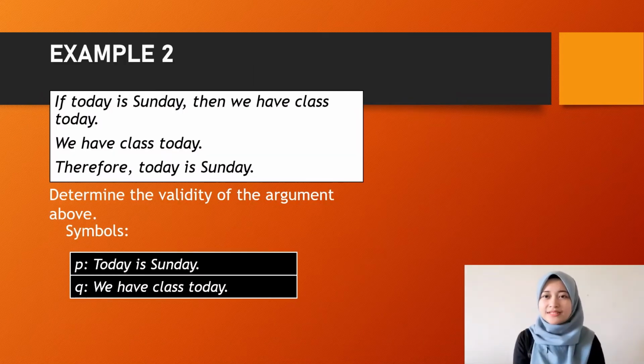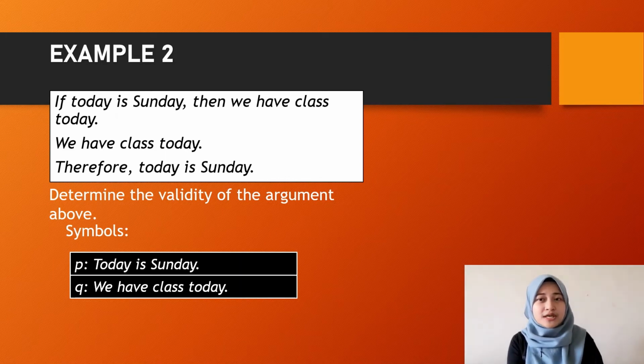Example 2. If today is Sunday, then we have class today. We have class today, therefore today is Sunday. Determine the validity of this argument. Firstly, we need to write the argument into primary statements. If today is Sunday, then we have class today will be premise 1. We have class today will be premise 2, and therefore today is Sunday will be the conclusion. By using P and Q, we write the argument into primary statements. So P represents today is Sunday, and Q represents we have class today.